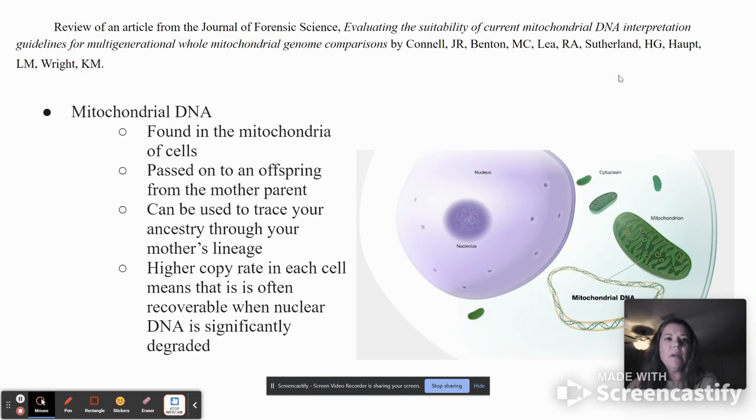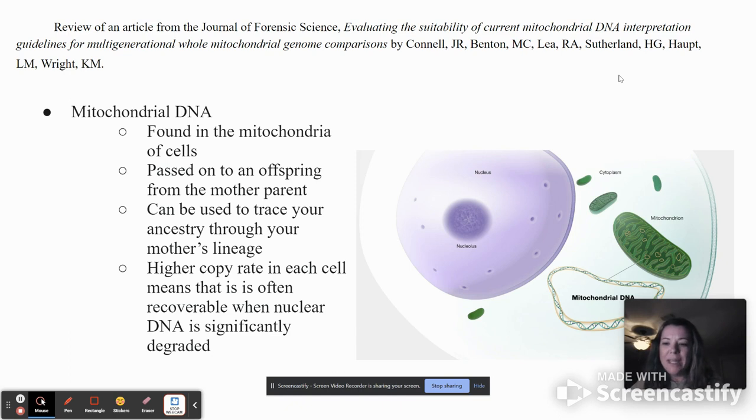I chose to review an article from the Journal of Forensic Science called Evaluating the Sustainability of Current Mitochondrial DNA Interpretation Guidelines for Multigenerational Whole Mitochondrial Genome Comparisons. I was pretty excited to find an article about genetics because that's what I'm currently teaching in my 7th grade science classroom. Definitely not in the same capacity as this article.